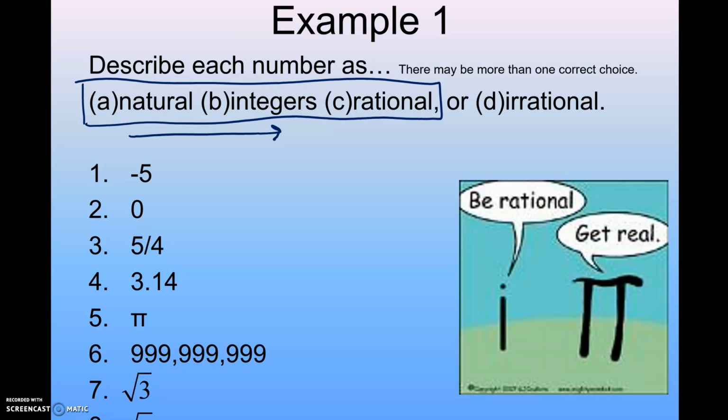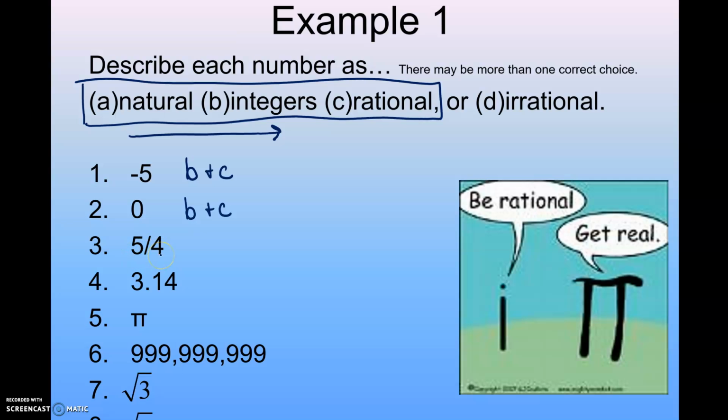So -5. Anyone know what -5 is? What type of number? It's an integer, B. So it's B and C. It's an integer and it's a rational number. What about 0? B and C. I'd like you to try the rest of these on your own, and then I'll go through them in just a second.